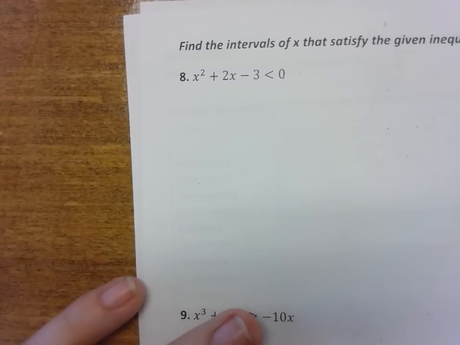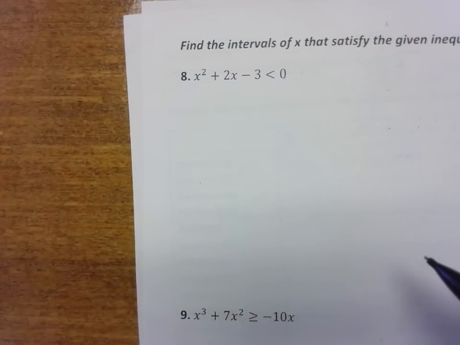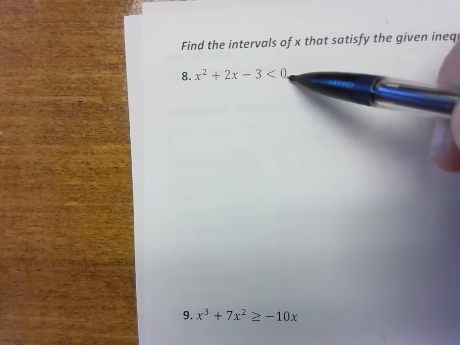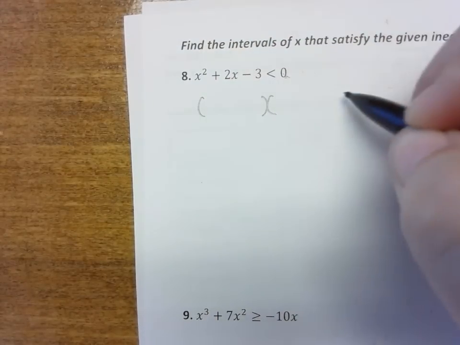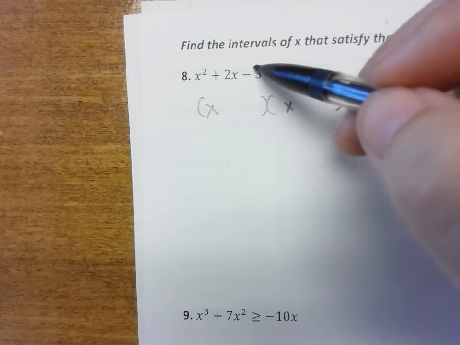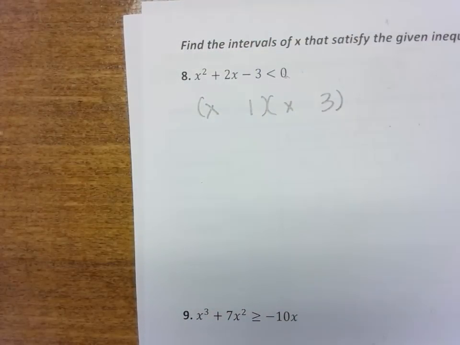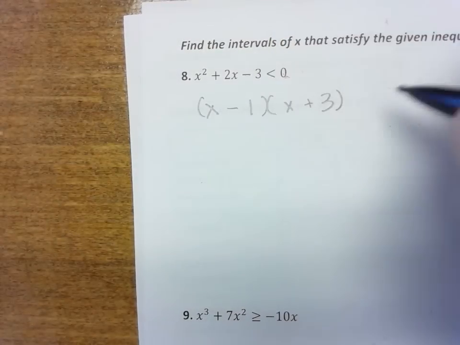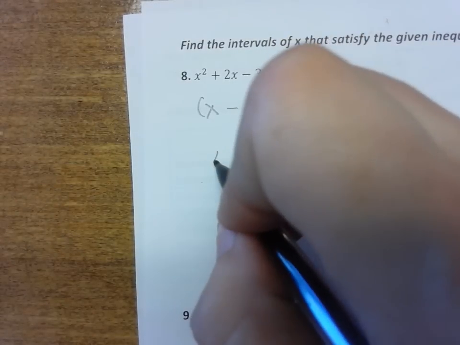All right, this is 12.5. Okay, 12.5. So first, set it equal to 0. It's already set equal to 0. Factor it. And then there's only one way to multiply to a 3, a 1 and a 3. You just need to figure out the signs. If we want a positive 2, the 3 has to be positive, this has to be negative. Let's put this on the number line.